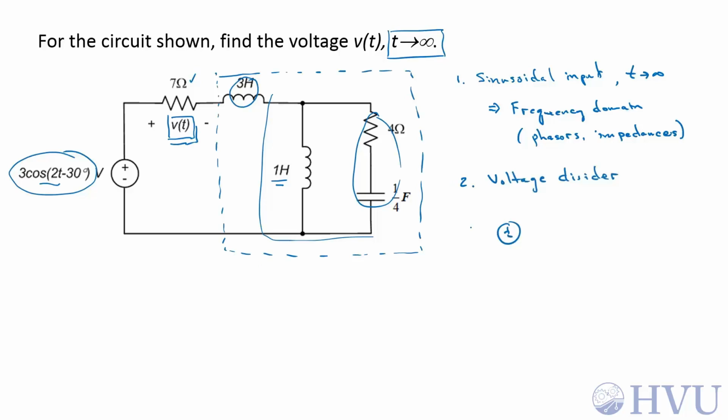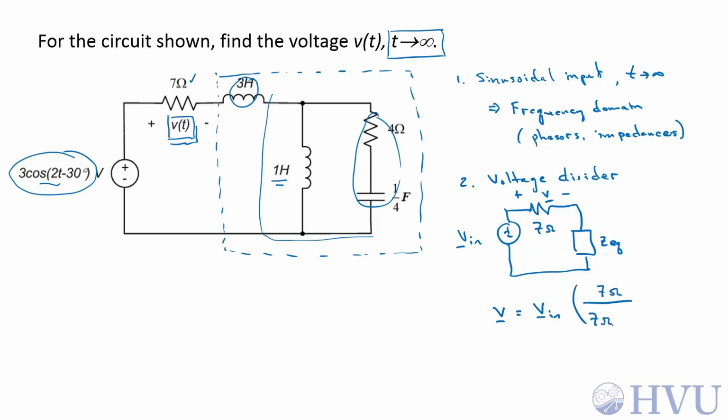So it looks like we have some input voltage as a phasor, a 7 ohm resistance, and then some equivalent impedance, call it ZEQ, and we want to find the voltage phasor here. So the voltage phasor V is going to be Vin times 7 ohms over 7 ohms plus ZEQ. So if we find the equivalent impedance of this whole mess over here, we're home free. So let's convert this circuit into the frequency domain per our analysis here, and then use this voltage divider formula.